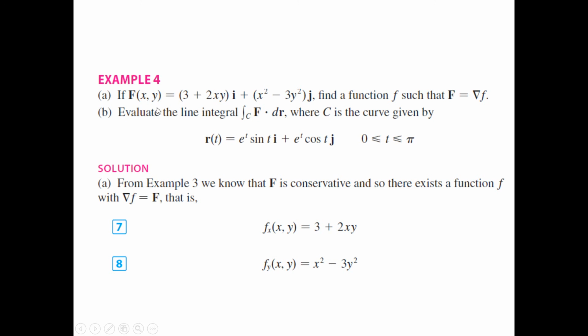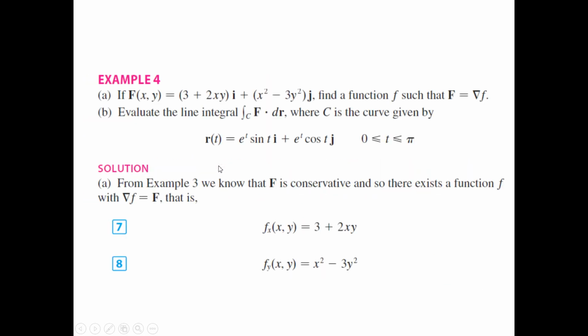If F(x,y) is equal to (3 plus 2xy)i plus (x square minus 3y square)j, find the function f such that F is equal to del f. Now we have to find this potential function. Then, part B, evaluate the line integral of F dot dr along the path C, where C is the curve given by this vector. First we'll find this f and then we'll solve part B.